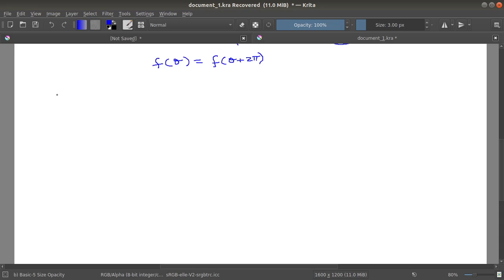Let's see one example. The example we want to look at is theta dot equal to sine theta. So this is our function. Now for this function, how is the system going to behave?